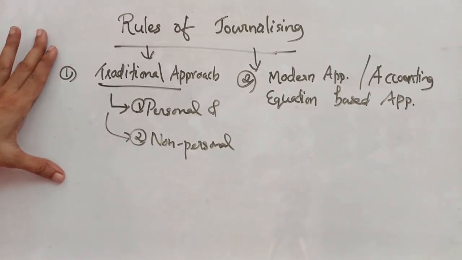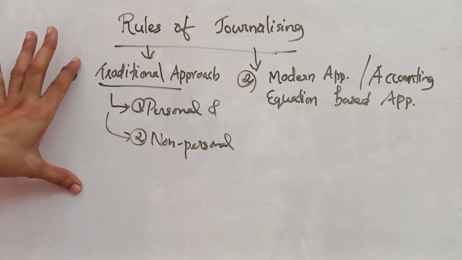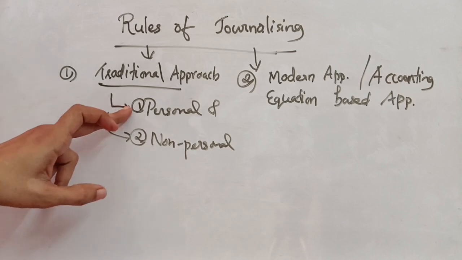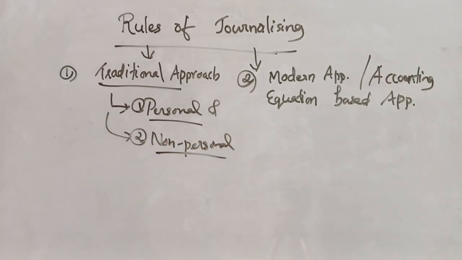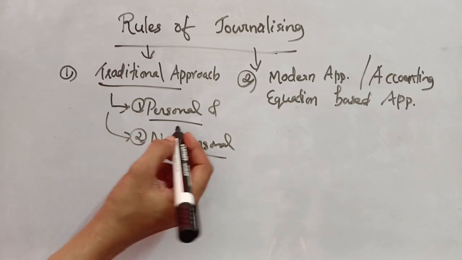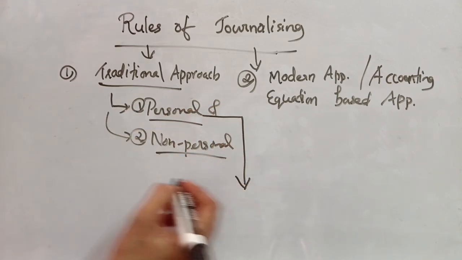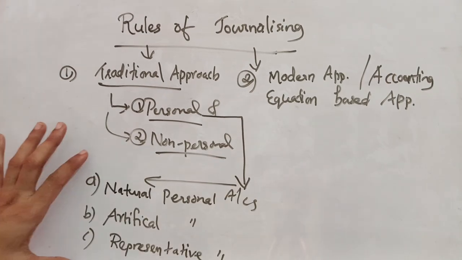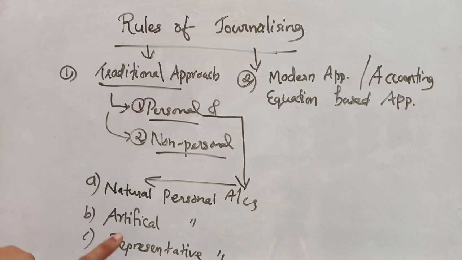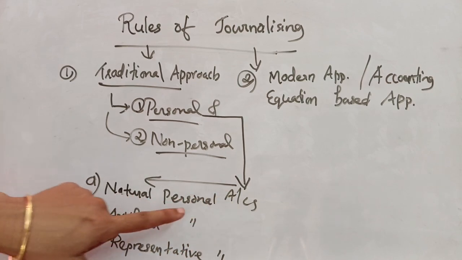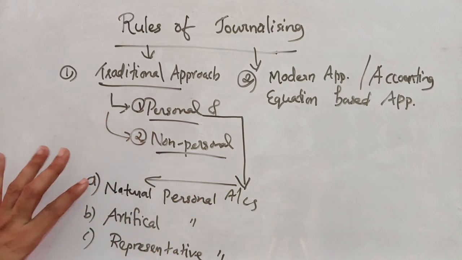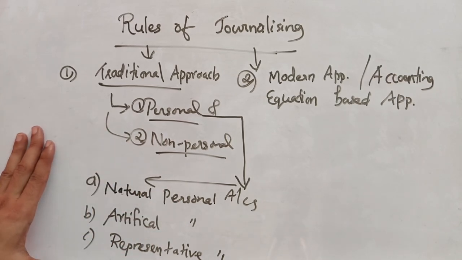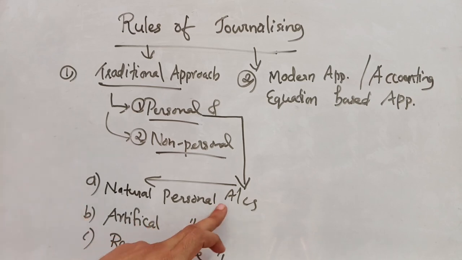In the traditional approach, we classify the accounts mainly into two categories: personal accounts and non-personal accounts. Within this, personal accounts can be further classified into three. Natural personal accounts means the accounts in the name of normal human beings. That is, accounts created in the name of human beings are called natural personal accounts.